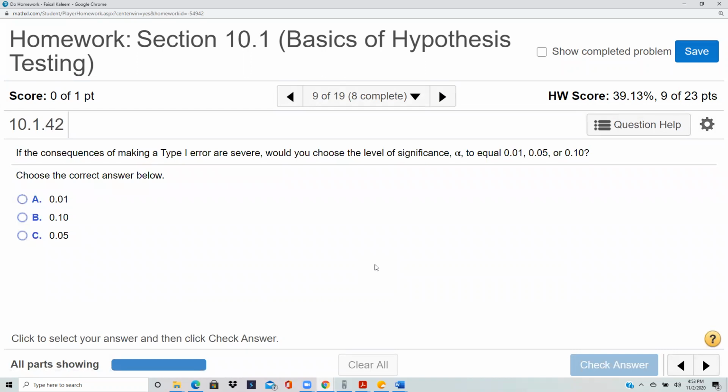If the consequences of making a type 1 error are severe, would you choose the level of significance alpha to be 0.01, 0.05, or 0.10? So remember, alpha is the probability of type 1 error, and if the consequences of making a type 1 error are severe, then we would like the probability of that error to be very, very small. We don't want that to happen. So we would take the smallest possible, which is 0.01 among these three.